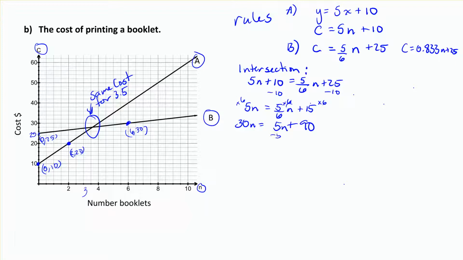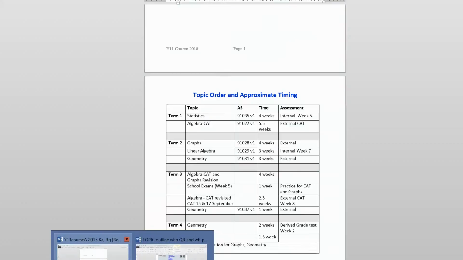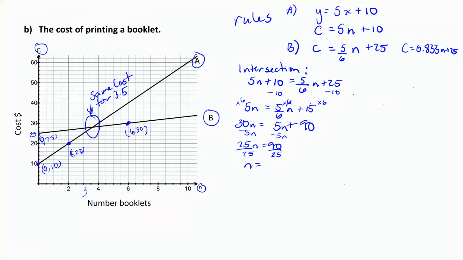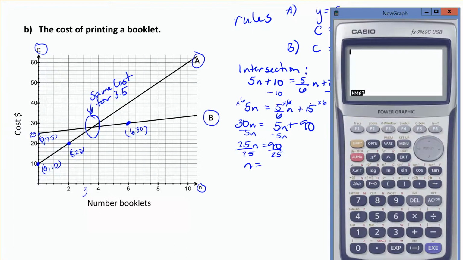So minusing 5n from both sides, 25n is equal to 90. Divide by 25 and divide by 25. n is equal to 90 divided by 25. And again, you should have your calculator for that, which I've lost. So 90 divided by 25, 3.6.